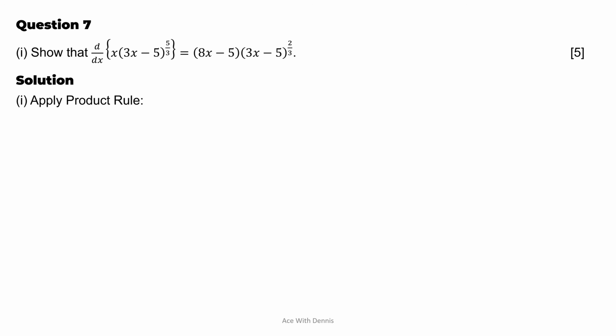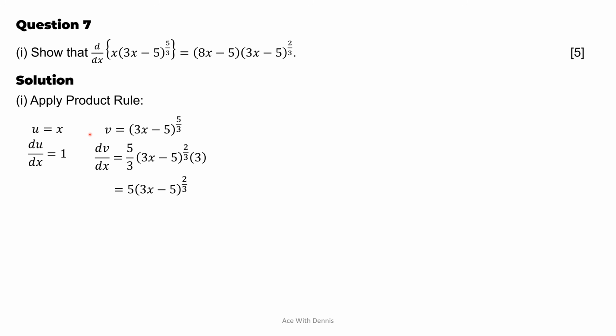Here's the solution. First, we apply the product rule, as we can see that this differentiation consists of two different expressions. The first is x, the second is 3x minus 5 to the power 5 over 3. So we can assign u as x, therefore du over dx equals 1, and v equals 3x minus 5 to the power 5 over 3, hence dv over dx equals 5 over 3 times 3x minus 5 to the power 2 over 3 times 3. We rearrange and simplify. It is 5 times 3x minus 5 to the power 2 over 3.